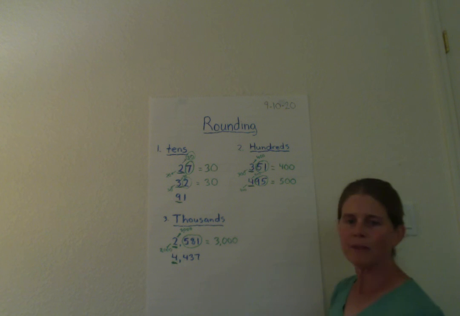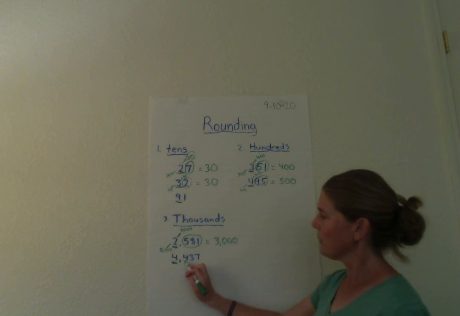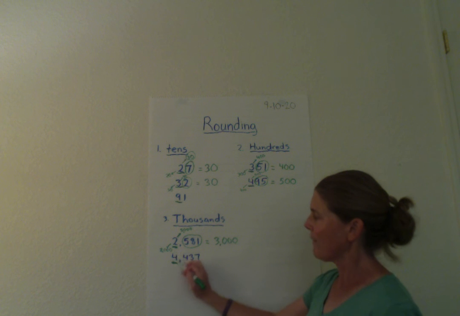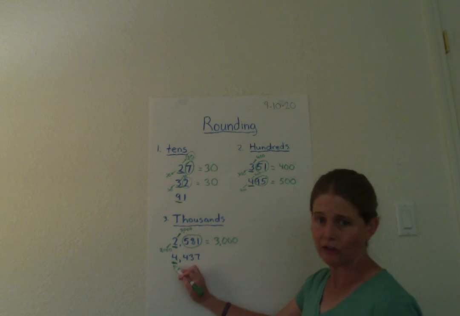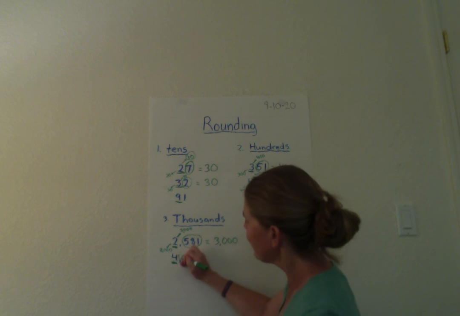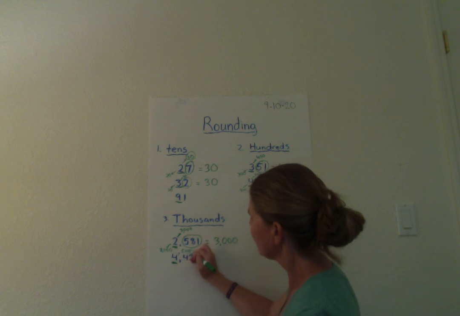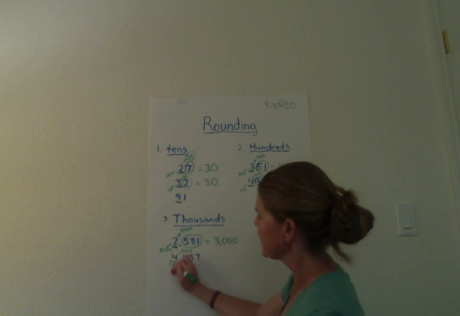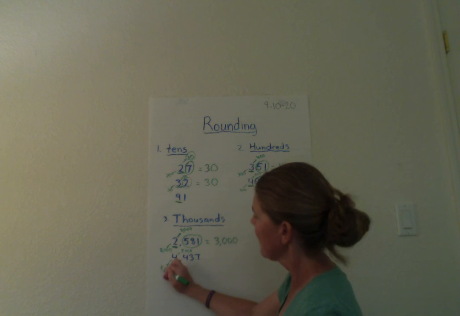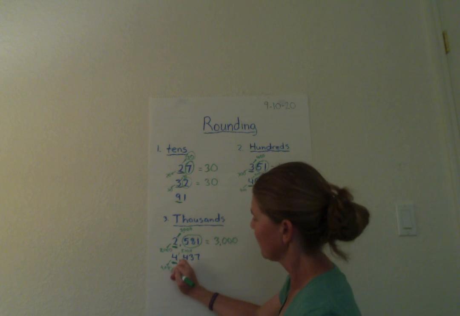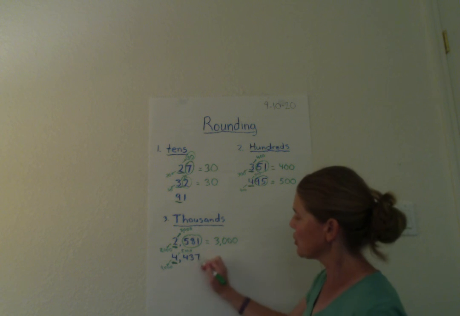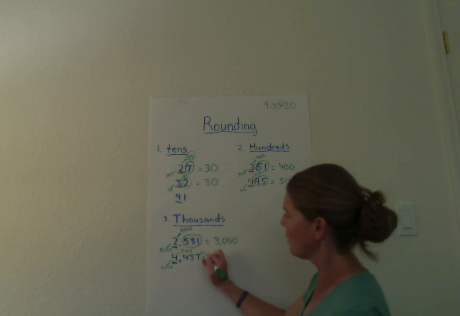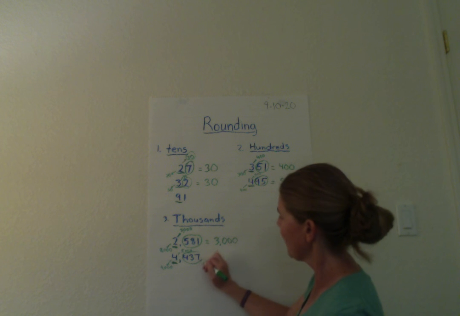All right, let's give this one a try. 4,437. I've identified the thousands place. That's the digit that will change, okay? If I round up, the 4 turns into a 5, going up to 5,000. If I end up rounding down, it will stay, and it will be 4,000. Okay, how do I know? I look at the digits to the right of the thousands place. I'm going to circle them.